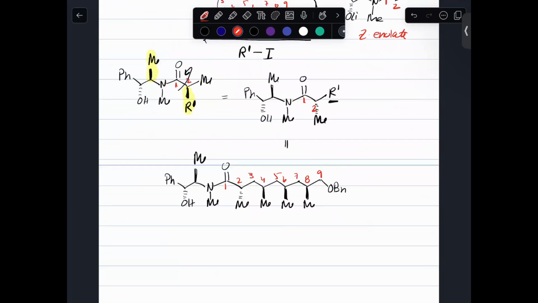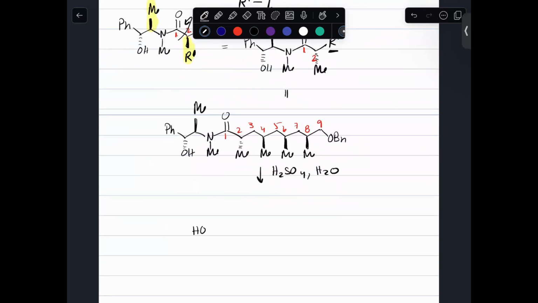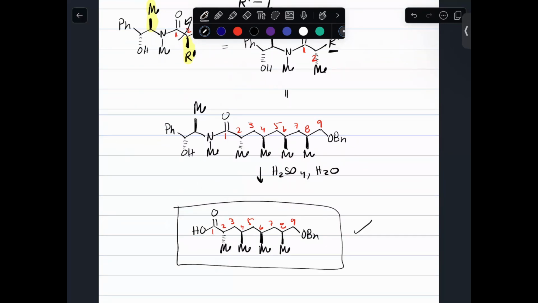Remember, the target structure was a carboxylic acid. So they just do a simple acid hydrolysis and you form your carboxylic acid. Pretty clever. And there's his target structure, built from right to left.